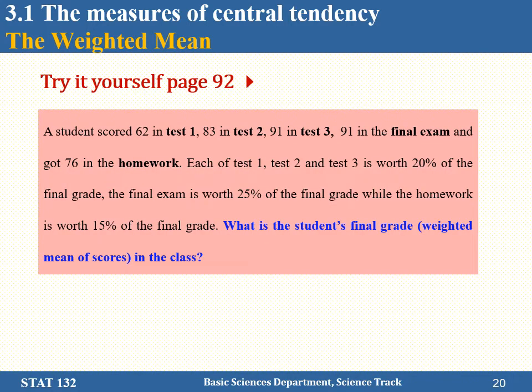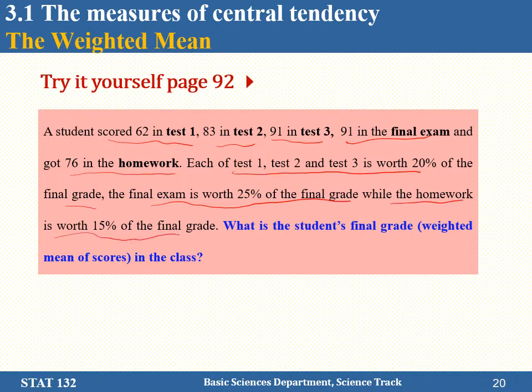Let's look at this question. A student scored 62 in test 1, 83 in test 2, and 91 in test 3, 91 in the final exam, and 76 in homework. Test 1, test 2, and test 3 are each worth 20% of the final grade, the final exam is worth 25%, and the homework is worth 15%. What is the student's final grade, or the weighted mean of scores in the class?